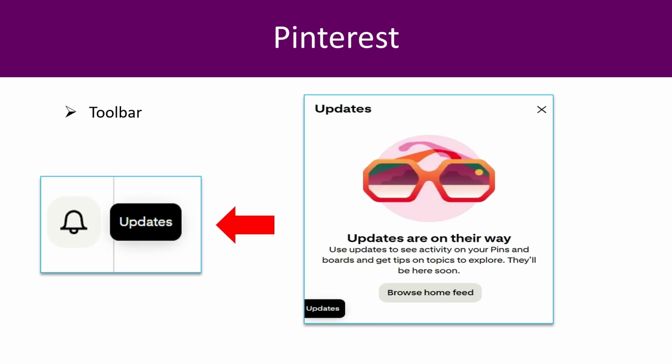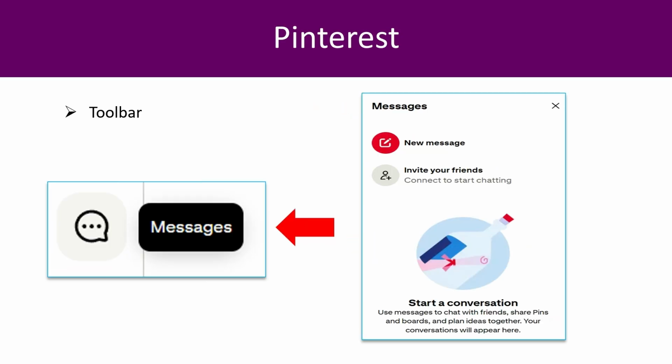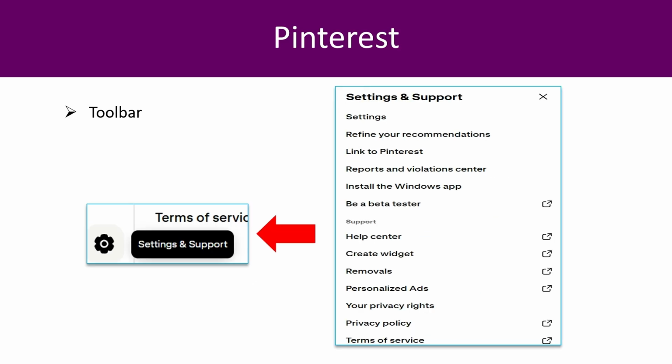And the updates button, that will allow you to see updates on your pins and boards. So when you've saved or posted things, it will allow you to see the different updates to them. And the message button, that allows you to read any messages that people have sent you on Pinterest. Now the settings and support button, that lets you make changes to your settings. It lets you do things like installing the app, becoming a beta tester for new features, and changing your recommendations.